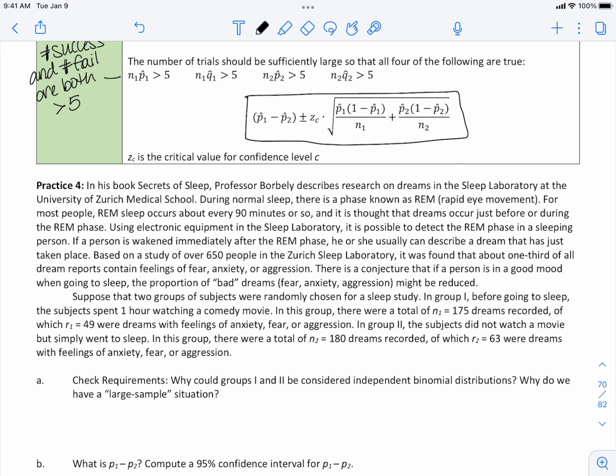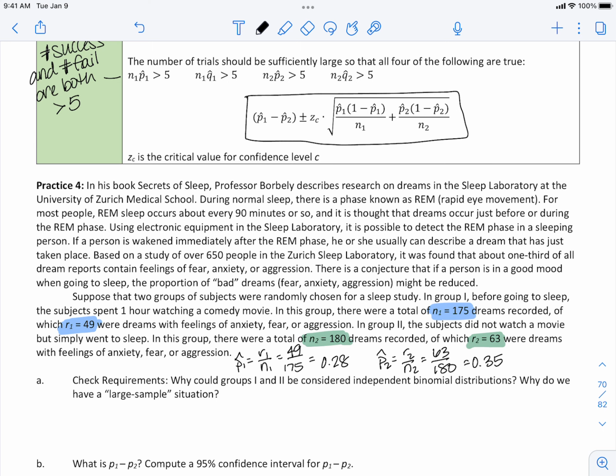In group 2, the subjects did not watch a movie but simply went to sleep. In this group, there were a total of N2 equals 180 dreams recorded, of which R2 equals 63 were dreams with feelings of anxiety, fear, or aggression. So I'm just going to highlight our different groups. Our group 1, N1 is 175, and our R1 is 49. Our group 2, we have R2 is 63 here, and our N2 is 180. So from these, we can find our P hats. So P1 hat is R1 over N1. This is 49 divided by 175, which is going to give us 0.28. And then our P2 hat, this is our R2 divided by N2. And so for this one, we have 63 divided by 180. And this is going to give us 0.35.